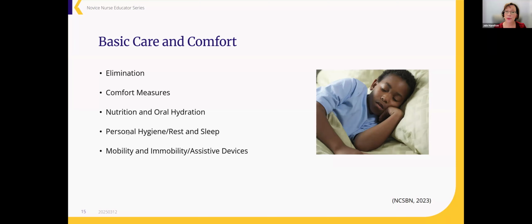Basic care and comfort. This is related to elimination needs of your client, comfort measures, nutrition and oral hydration, personal hygiene, rest and sleep, mobility and immobility, and assistive devices.